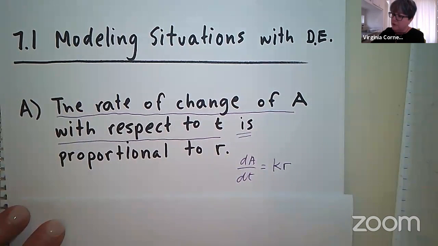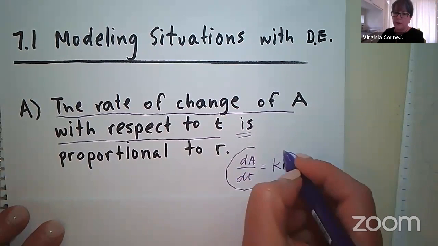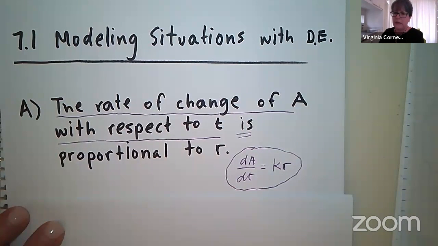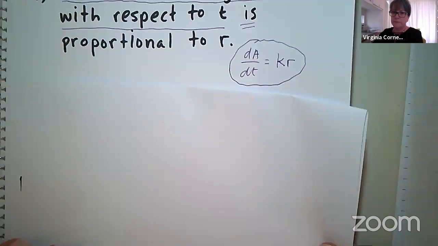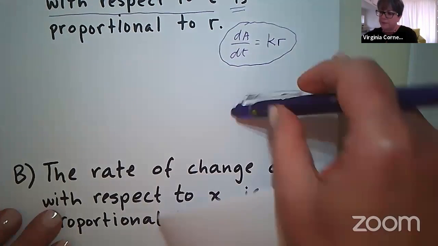Translating from English, a very cumbersome language, to math: clean, tight, economical. Second example.